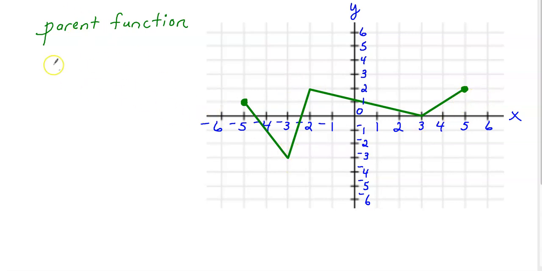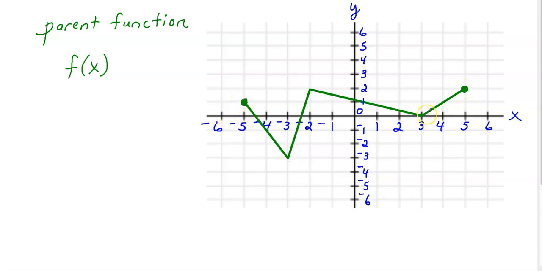I'm going to refer to this function as f at x. This will make more sense as we move through the video. And this is function notation. And this means f at x, not f times x. So I'm calling this graph here f at x.